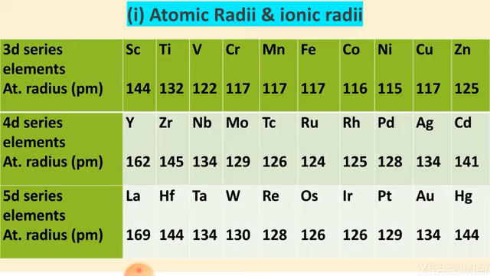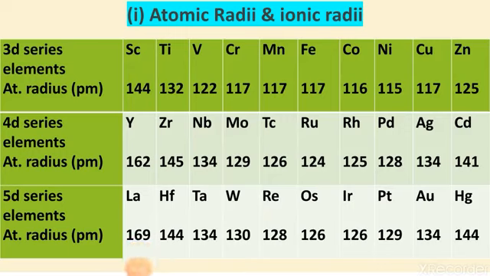This is due to increase in number of shells. But look here, when you come from 3d to 4d series down the group, the atomic radius increases. But from 4d to 5d series, the atomic radii are basically similar. So this is due to lanthanide contraction.